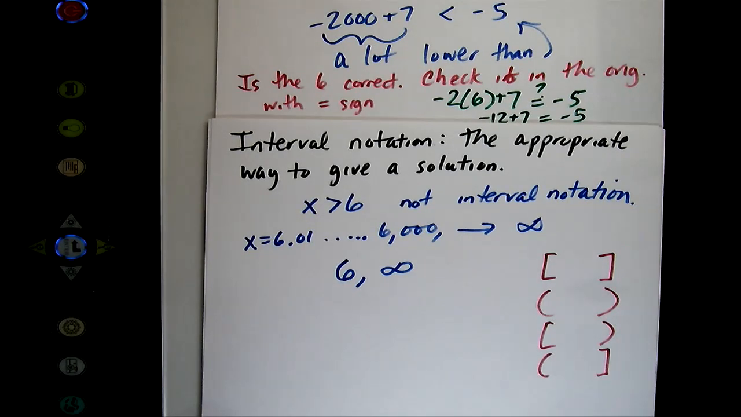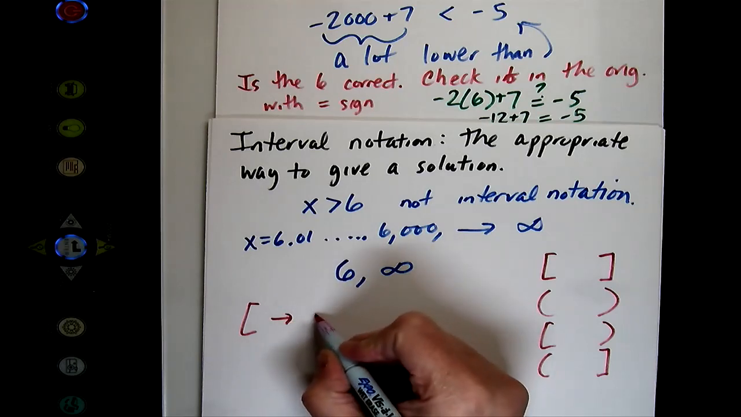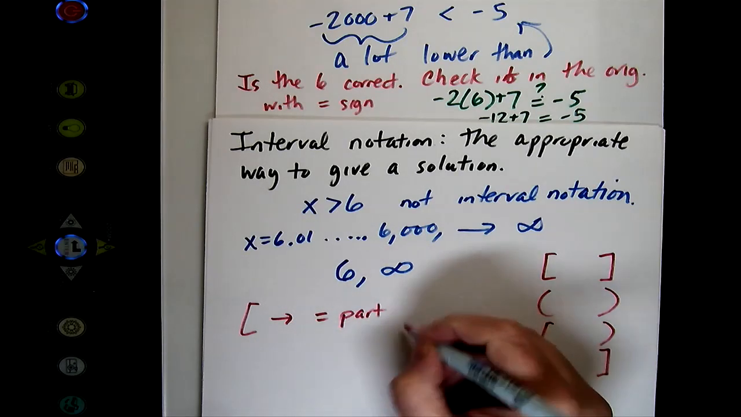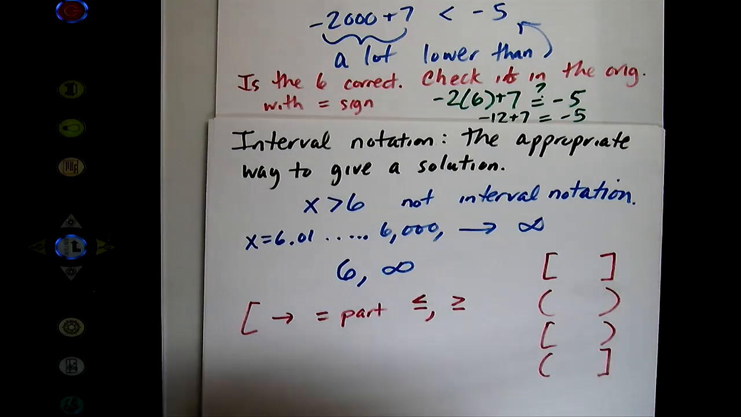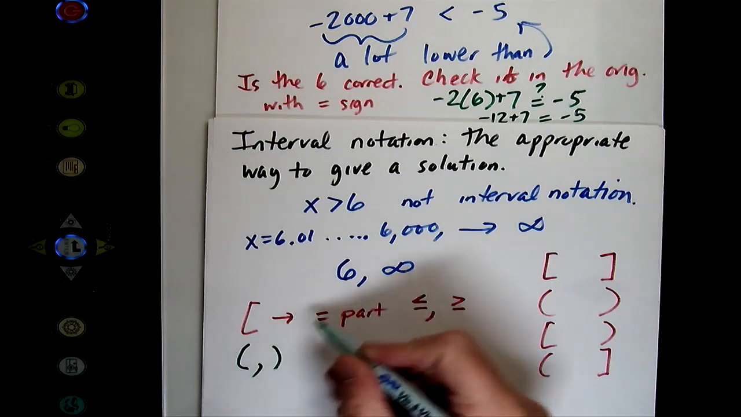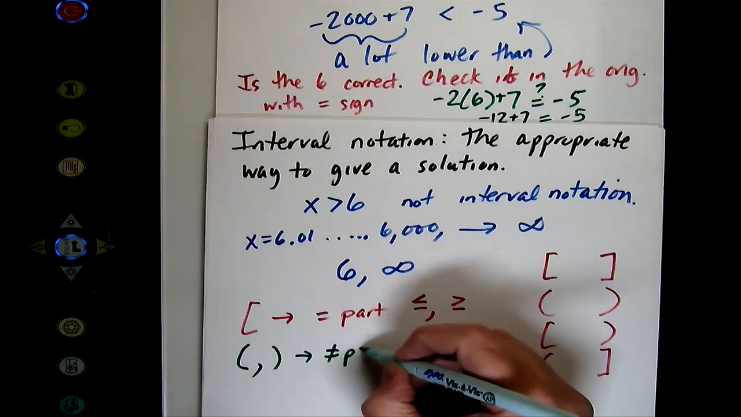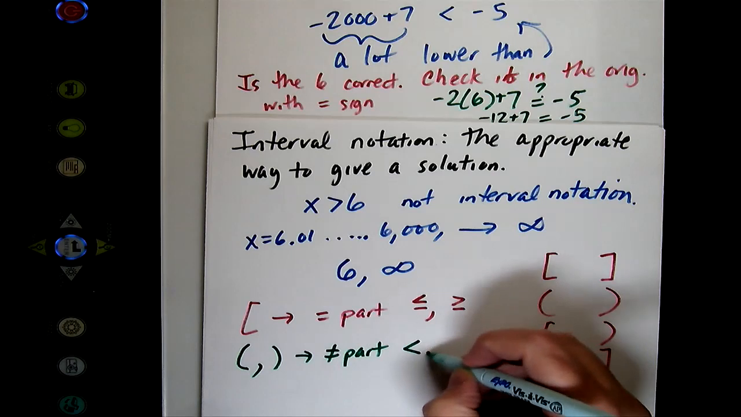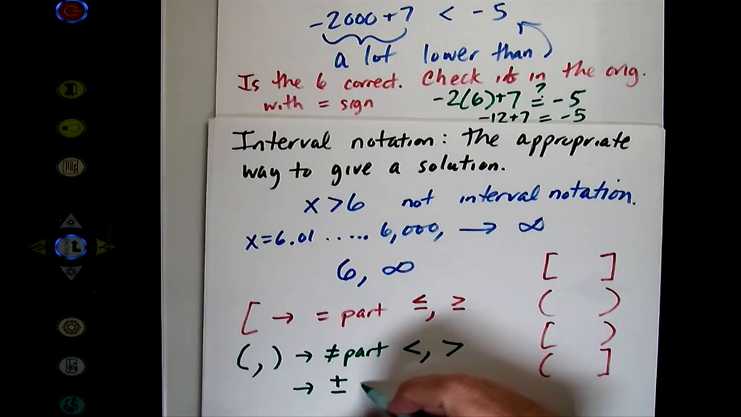So let me explain what each thing works for. The bracket indicates an equal part, like less than or equal to or greater than or equal to. A parenthesis indicates a non-equal part. So it's strictly less than or greater than. It also goes with plus or minus infinity.